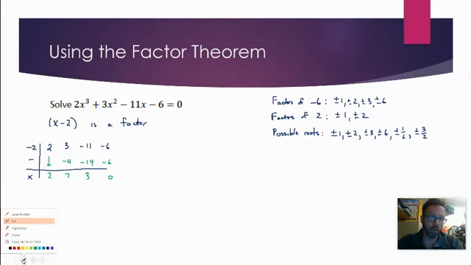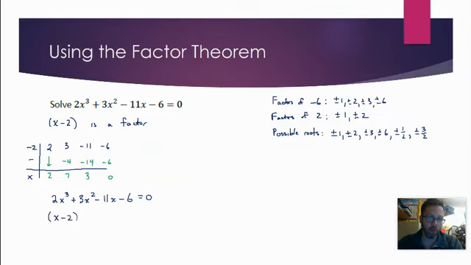We've just shown using synthetic division that 2x cubed plus 3x squared minus 11x minus 6 equals 0. We can factor that as x minus 2, and we're left with the quadratic expression, 2x squared plus 7x plus 3, which we can factor even further.